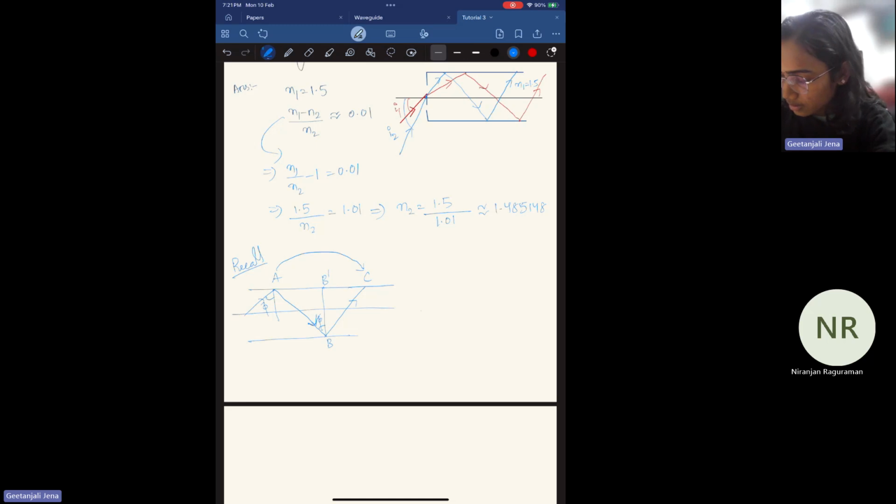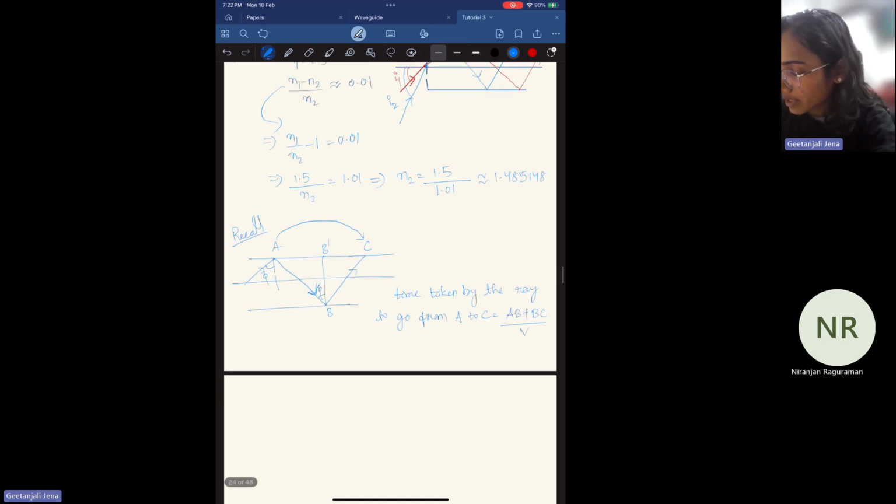So that means the time taken by the ray to go from A to C is AB plus BC over velocity, right? And it's a step index fiber. That means you can write the velocity as C by N1. So time T is given by AB plus BC times N by C.